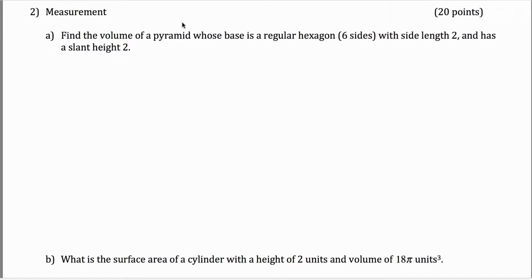What I'm asked to do is find the volume of a pyramid whose base is a regular hexagon and has side lengths 2 on the base, and the slant height of this thing is also 2.